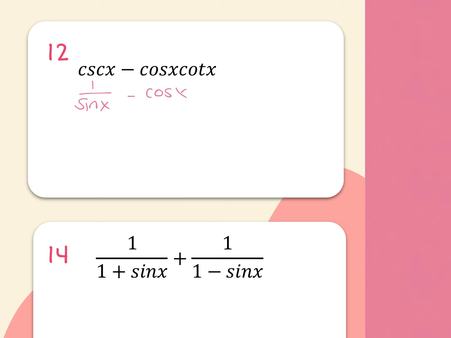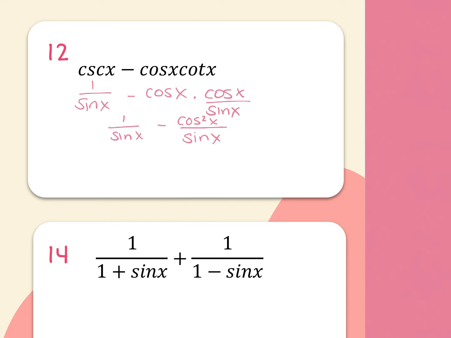Cosine is going to stay cosine. What is cotangent in terms of sine and cosine? Cosine over sine. Cotangent is either 1 over tan or cosine over sine. And because we're doing these in terms of cosine and sine, that's why we chose that one. So if I combine the numerator there on the right, I have 1 over sine x minus cosine squared x over sine.